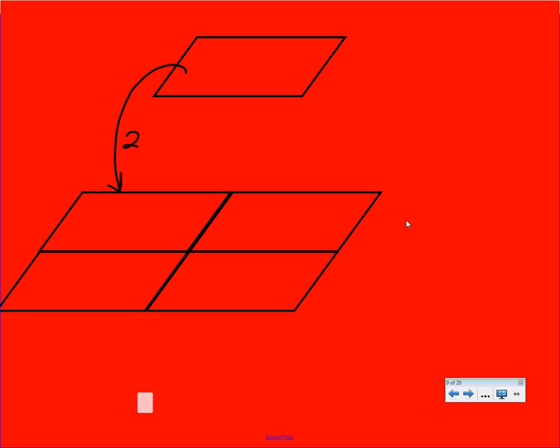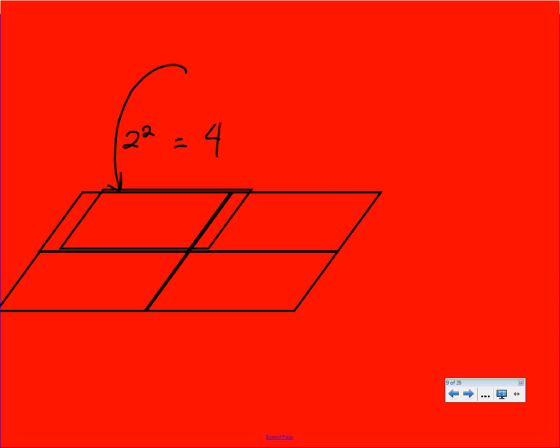Okay, so let's look here. Let's square our scale factor here. Our scale factor is 2. 2 squared equals 2 times 2, 4. Is our new area 4 times bigger? Let's find out. 1, 2, 3, 4. Yes, it is. Let's move on to another one.